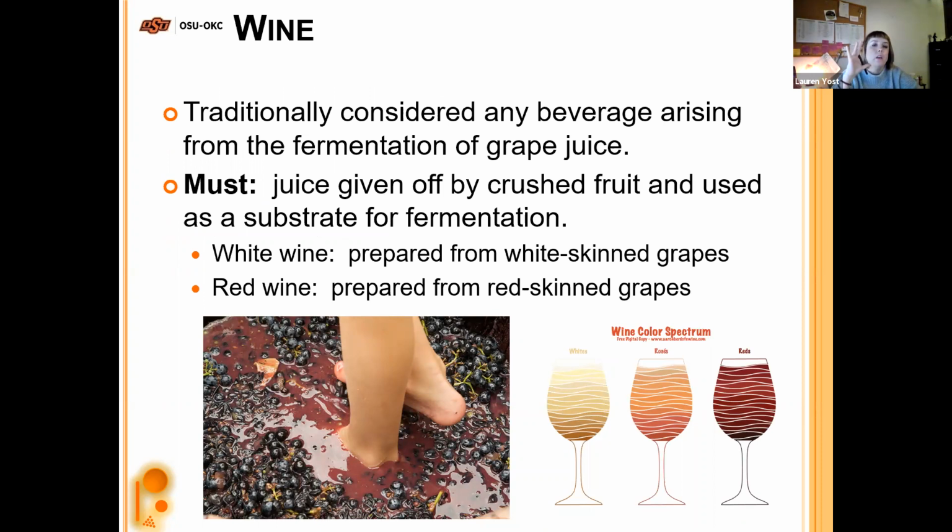Wine, we have fermentation of grape juice, have the creation of must, which is the juice given off by crushed fruit. And that serves as a substrate for fermentation. Yes, the bacteria from your feet can have an effect on it.